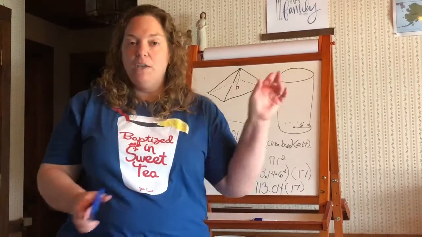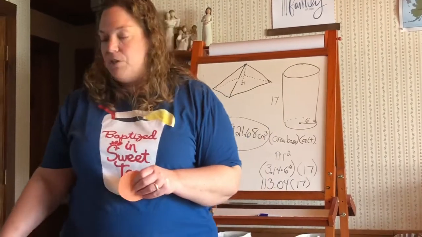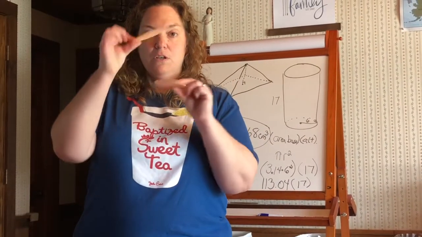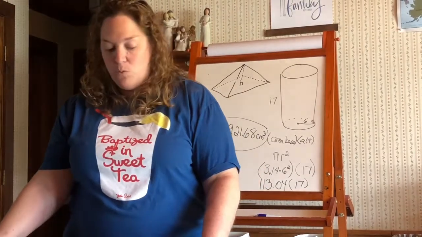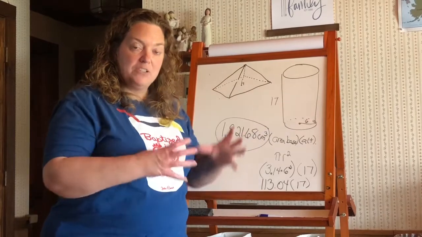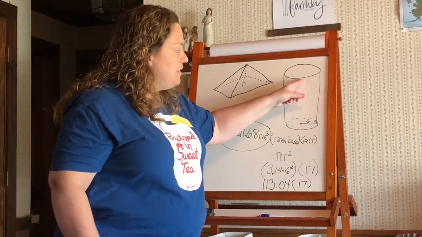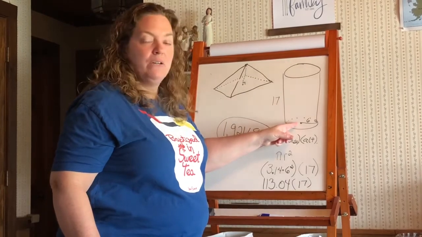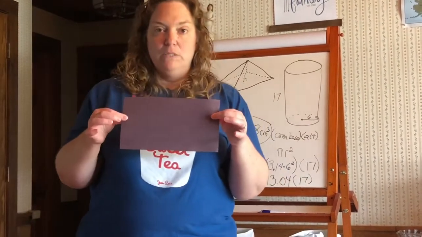So now, while we're talking about cylinders, I want to show you this. A cylinder is just 2 circles. Those are the bases. Now, if you were to take this lateral area, remember the lateral area is the area of the side, and cut it with scissors right here down the middle and open it up, you would get a rectangle.